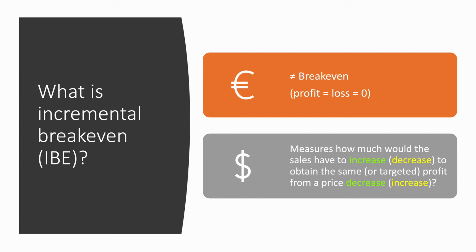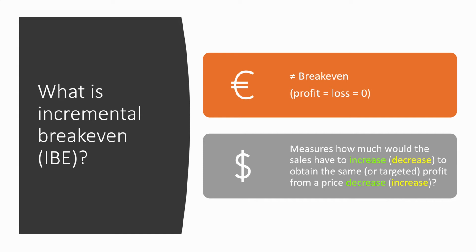That's breakeven. But when we talk about incremental breakeven, we're not looking at the absolute value of profit or loss. We're looking at the relative change of profits. So incremental breakeven measures how much the sales or demand would have to increase to obtain the same profit from a price decrease. It analyzes a what-if scenario. If I increase or decrease the price by this much, then how much demand or sales have to change in order to compensate for that price drop?